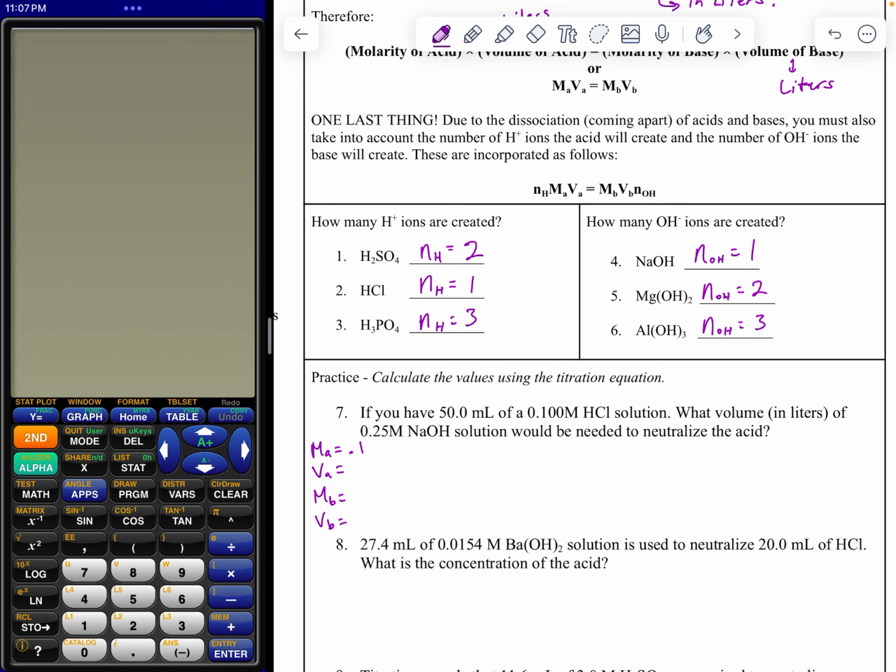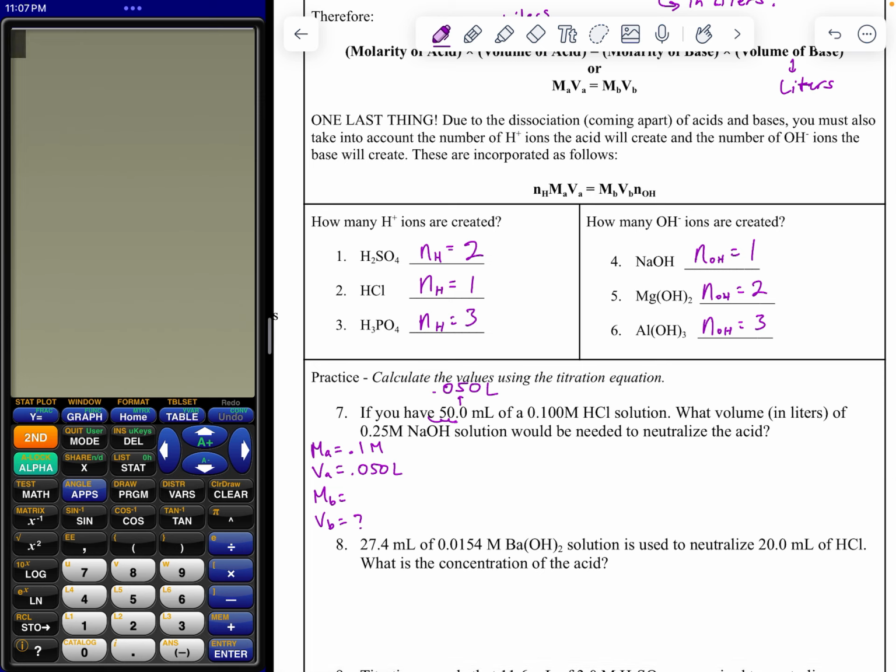The molarity of the acid is 0.1 molar. The volume of the acid, remember, is 50 milliliters. However, we need to make sure that it is in liters, so we convert that very quickly. Move the decimal three places back, divide by 1,000, and we get 0.050 liters. So there's 0.050 liters of that solution. We're looking for the volume in liters. That's what we do not know.